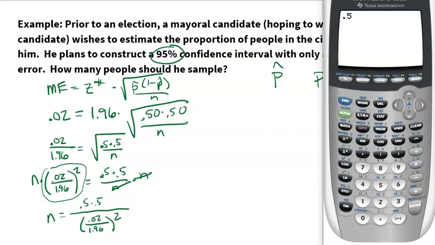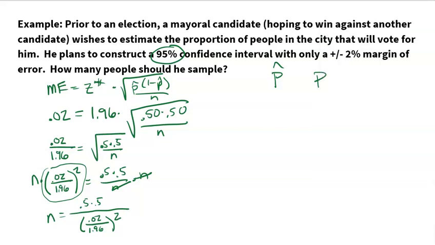And all you got to do is type in the calculator exactly what we just found. So 0.5 times 0.5 divided by, in parentheses, 0.02 divided by 1.96. Close the parentheses, make sure the square's on the outside of that. And we get 2,401 people. So if this mayoral candidate interviews 2,401 people and asks them, are you going to vote for me in the election? Then he will create a confidence interval that has only a margin of error of 2%. Pretty easy, but a very common AP question.